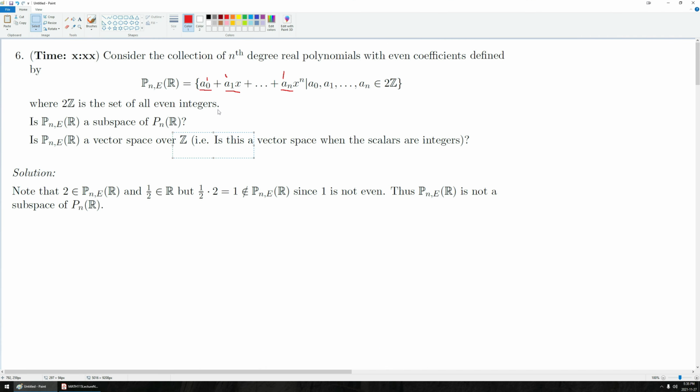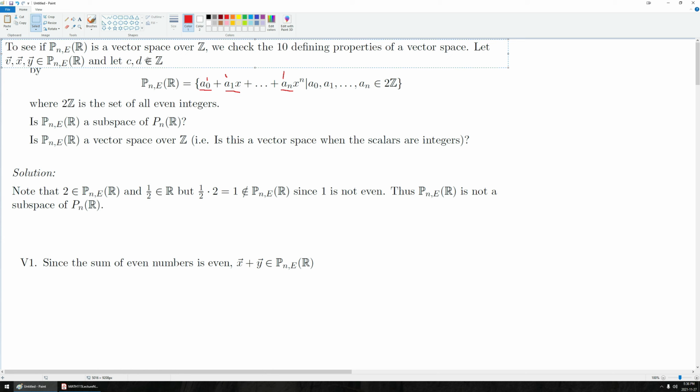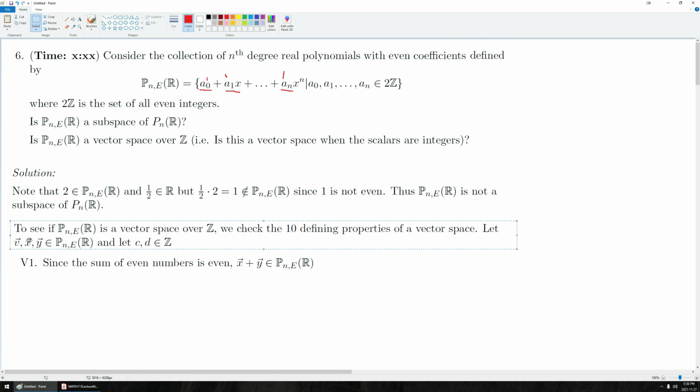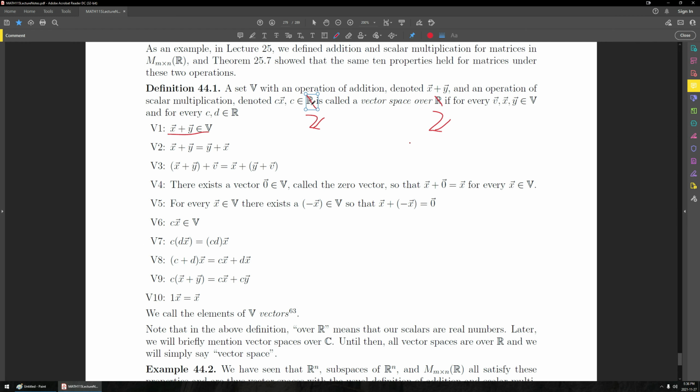Well, let's just think about this a bit. If I take 2 of these and I add them together, is that going to be one of these polynomials? Well, yeah, right? The sum of even numbers is even. I kind of argued that previously. So this one checks out here. And to be explicit, to see if this is a vector space over Z, we check these defining properties, and I define these key terms here that I want to work with. Note C and D are in fact coming out of Z, as I mentioned here. They need to come out of Z.